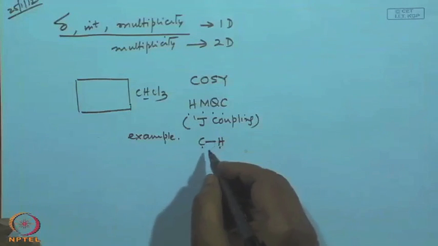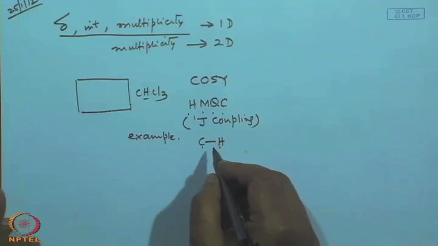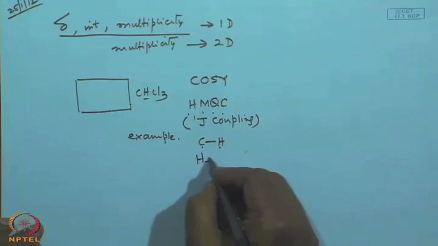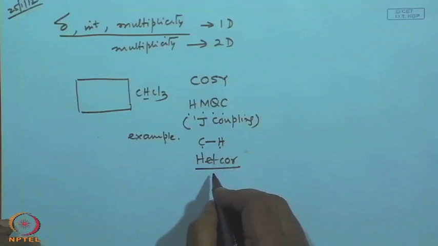Sometimes we call it HETCOR, meaning heteroatom correlation spectroscopy. There are plenty of other names, but HETCOR is basically 1J coupling.